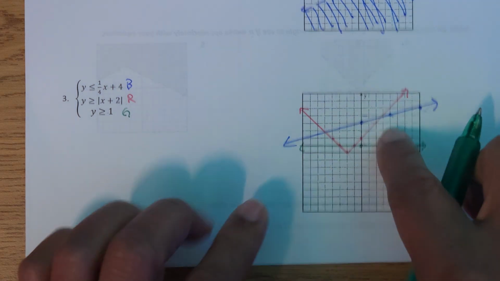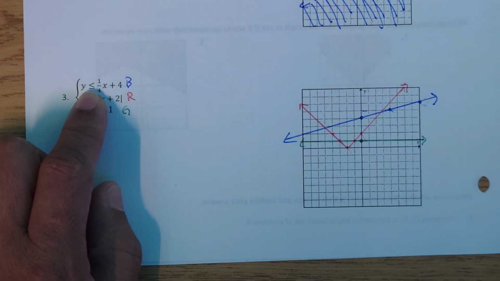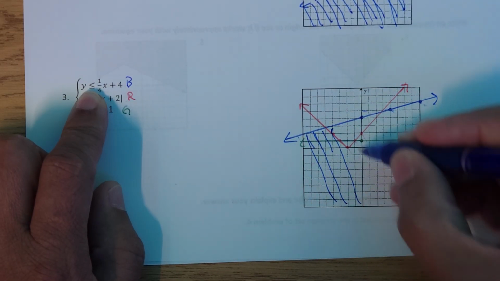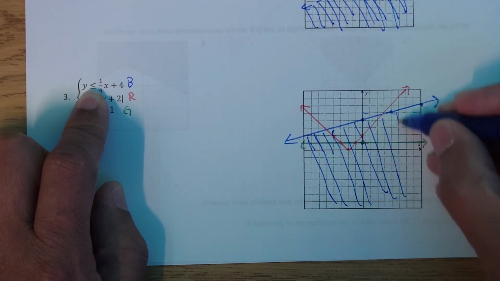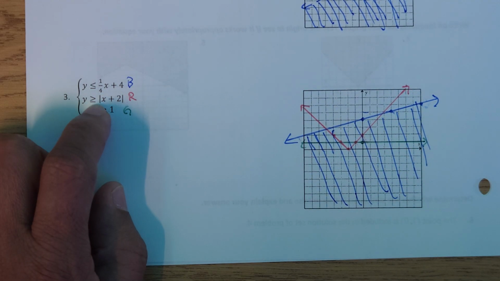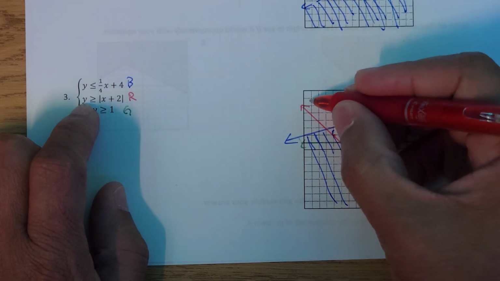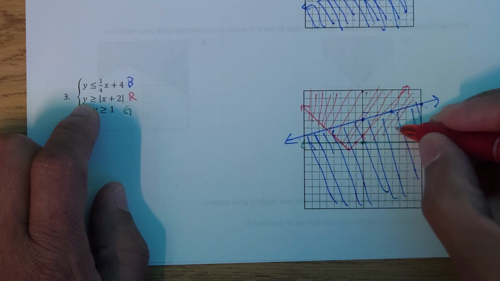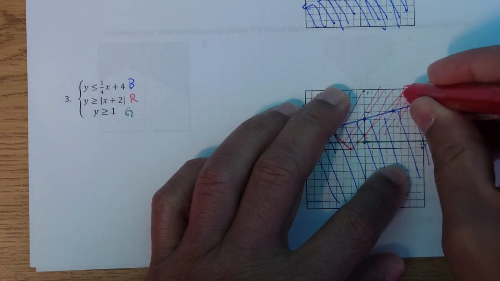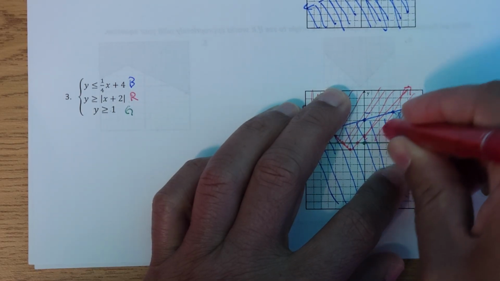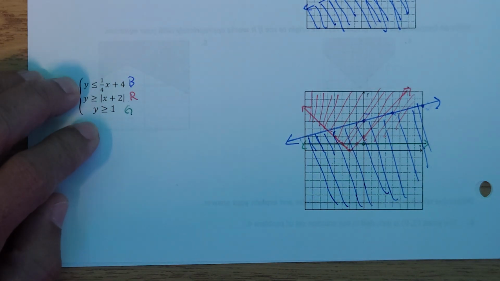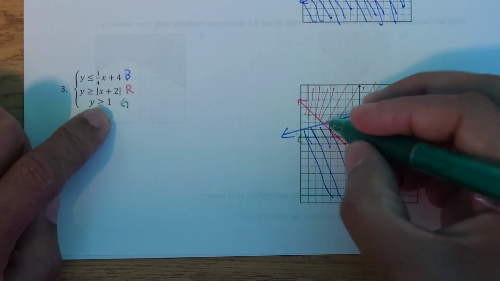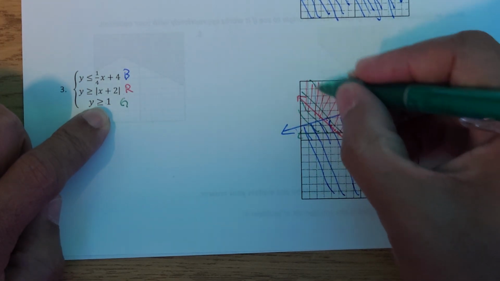So first notice that the blue line, it's less than, right? So all of this region is shaded, anywhere below the line. And then the absolute value, this is greater than, so that means all of this area gets shaded. Oh, and I went overboard here. So anywhere above the V-shaped graph gets shaded. Then the last one, which is the green line, which you can barely tell. This one is greater than or equal to 1, so that means all of this region gets shaded.